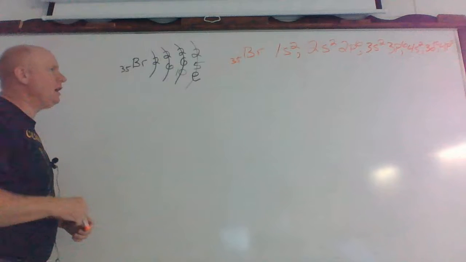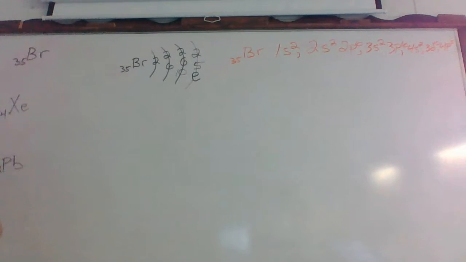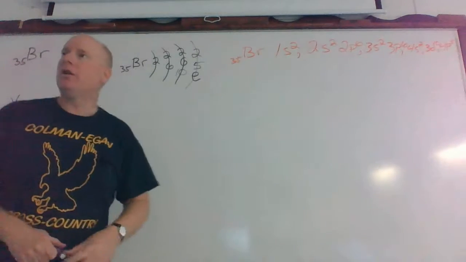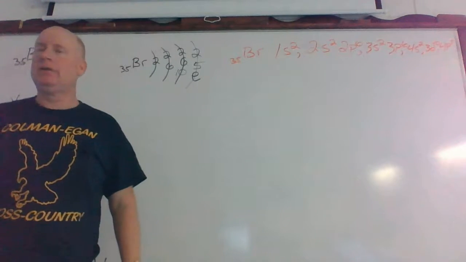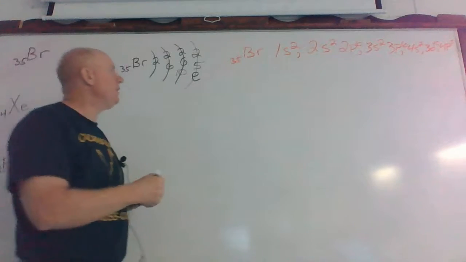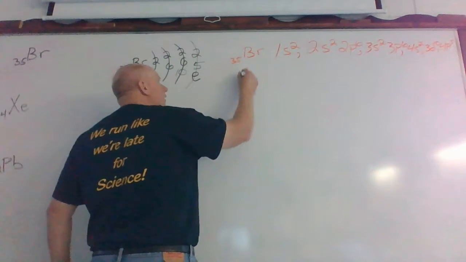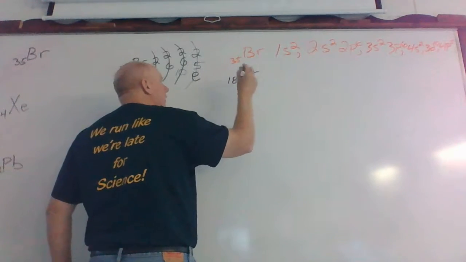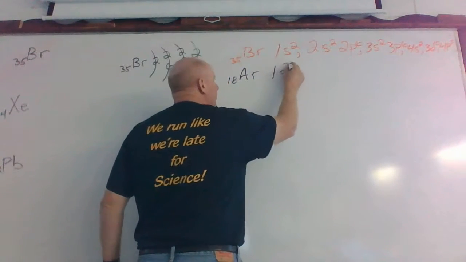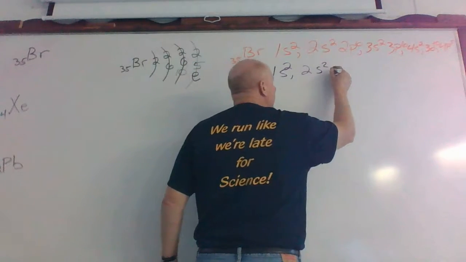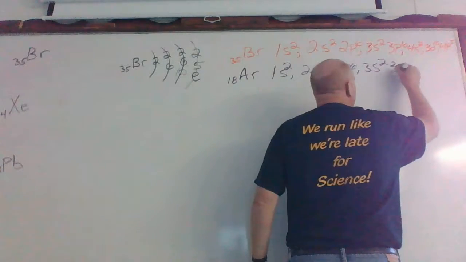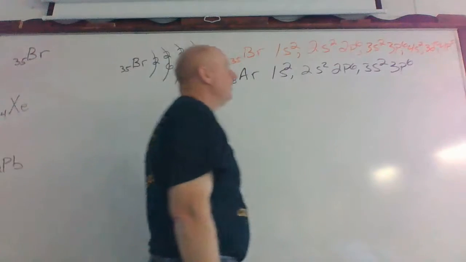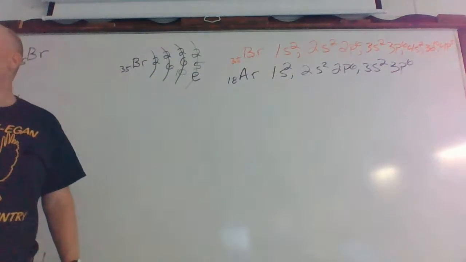So what we mean by a shortcut is what is the next lowest noble gas, lower than bromine. That means that you can't go up, you got to go down. Argon. So what we mean by that is we do the electron configuration for argon. Notice we're going to do 1s2, 2s2, 2p6, 3s2, 3p6. Notice we're just doing the same thing over and over again, aren't we?